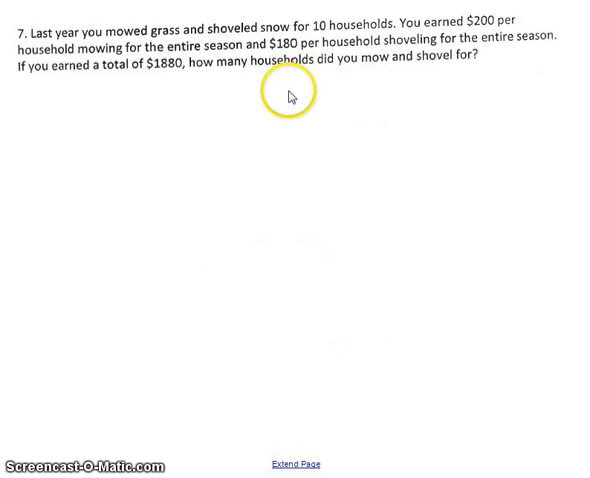Okay, I'm going to assume that you did that. And once again, where I focused my attention was on the totals. 10 households and $1,880. And again, then I looked at, okay, so what am I being asked? How many households did you mow and how many did you shovel for? So I used M and S. You could use X and Y.